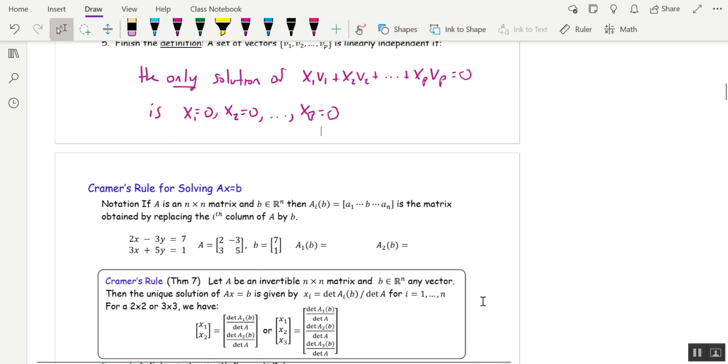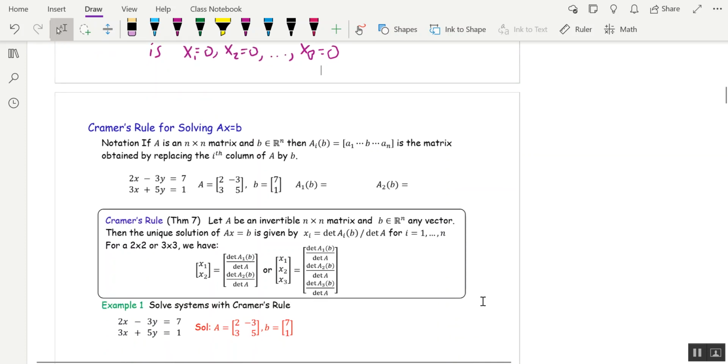All right, it requires finding a lot of determinants. That's why I'm saying it's not really your go-to method. First of all, we need some notation. A sub i of B, if A is a matrix, is the matrix you get by replacing the ith column of A by the vector B.